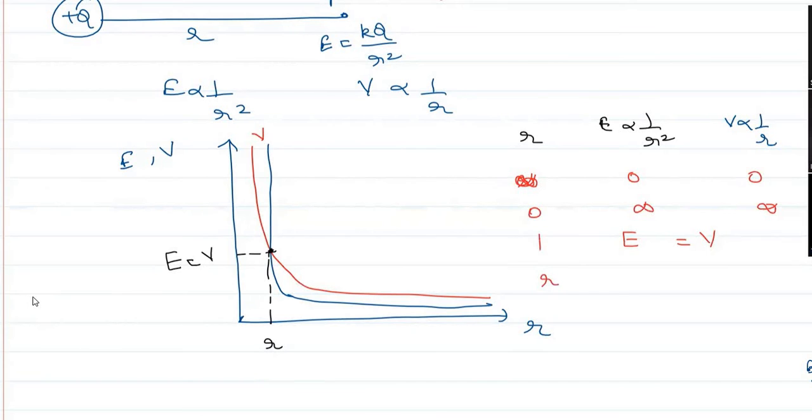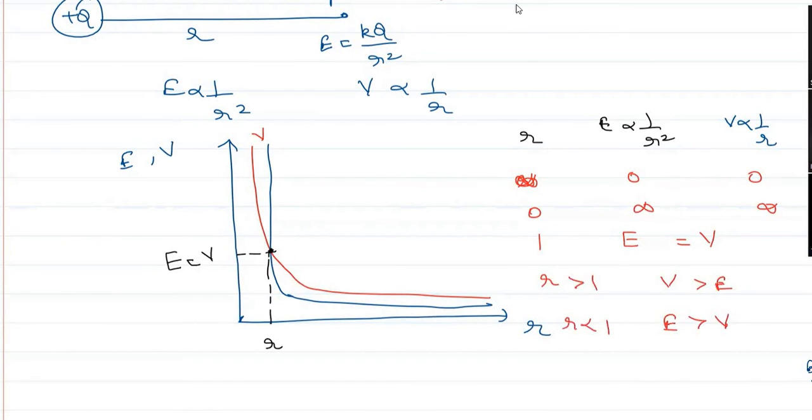Here, when R is greater than 1 and lesser than 1, here only you need to find it. When R is greater than 1, you are dividing by R square, so definitely V will be greater than E. Hope you are able to follow. You are dividing the numerator by R square in E, whereas here only R. So when R is greater than 1, V will be greater than E. When R is less than 1, E will be greater than V.